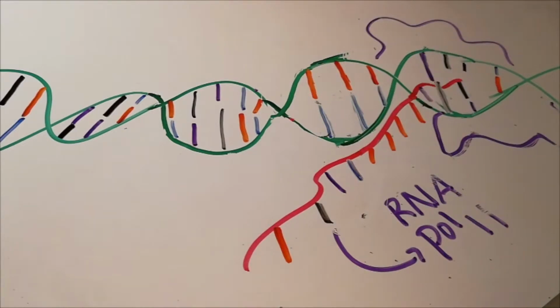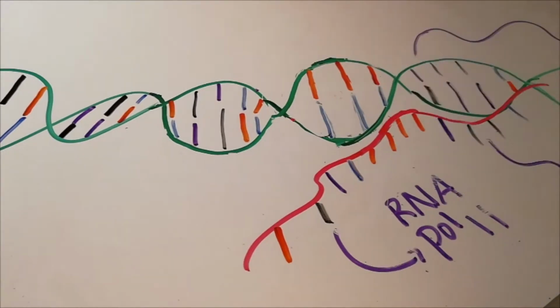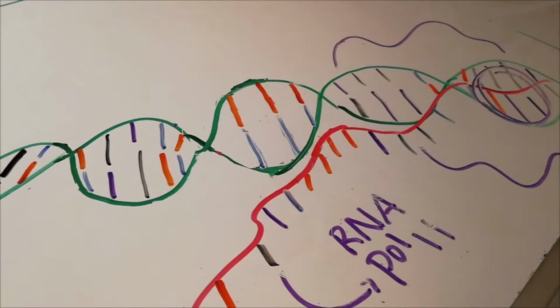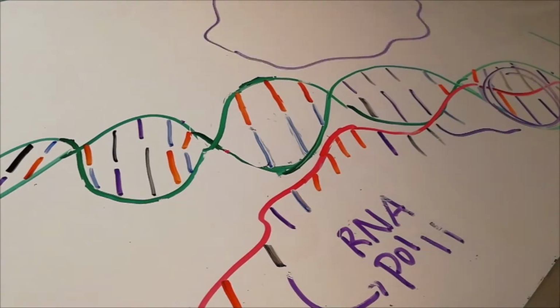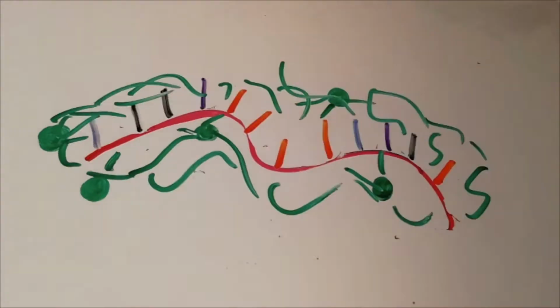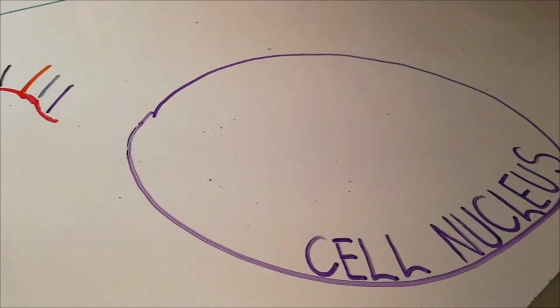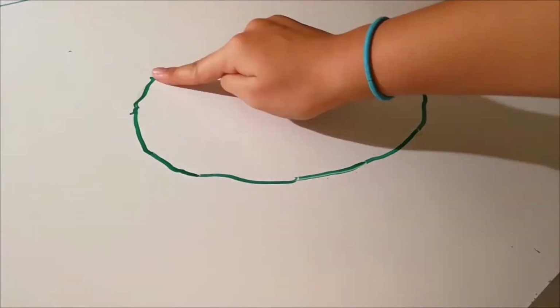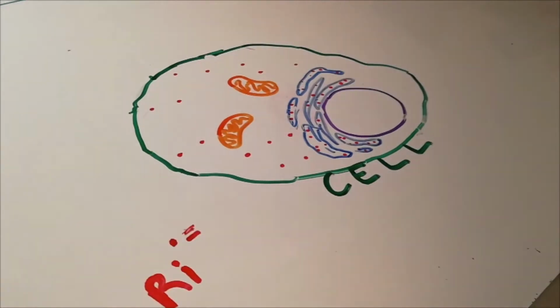RNA Pol II stops and dissociates when it hits a nucleotide code that signals it to unbind. This is called a termination signal, and it involves, you guessed it, more proteins. Before it leaves the nucleus, mRNA gets unnecessary genes cut out. The mRNA will then leave the nucleus and move towards ribosomes, which can be found throughout the cell.